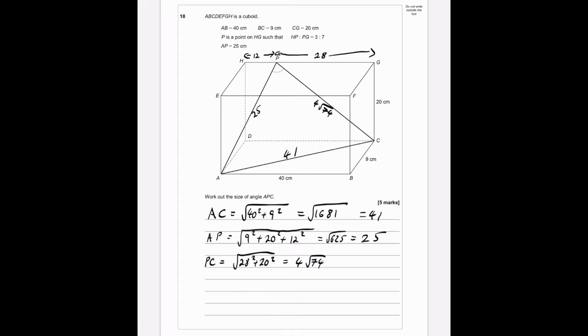We've now got 3 lengths on our triangle that's suspended in midair, and using the cosine rule, the one where we can find an angle, so b squared plus c squared minus a squared over 2bc, and then finding inverse cos of that. Plug all that into your calculator, and you'll get that the angle we want, APC, will come out as 85.7 degrees.